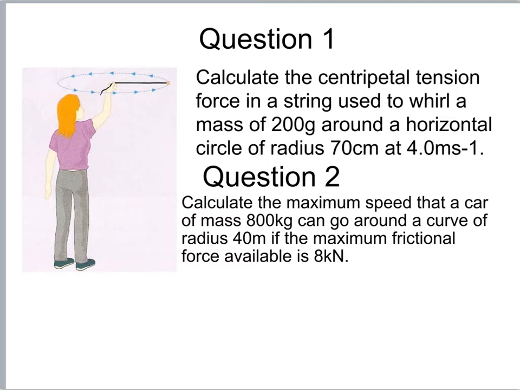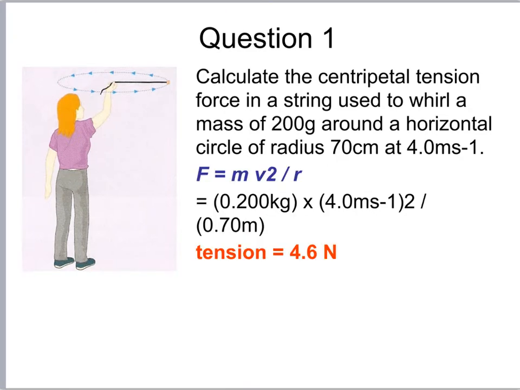If you pause the video now and try and complete those two questions, we'll look at the answers on the next slide. So here is question 1. What we should have done here is use F equals mv squared over r, acting towards the centre of the circle. Then you're going to have to convert your 200 grams into 0.2 kilograms, and your 70 centimetres into 0.7 metres, and then you're going to do mv squared over r to get a tension of 4.6 newtons.